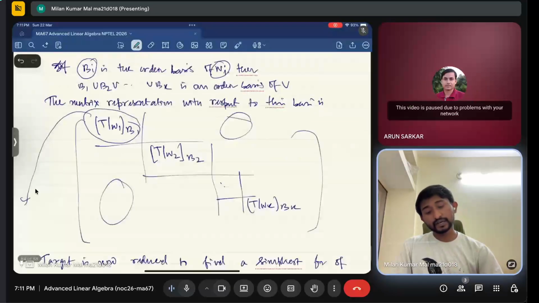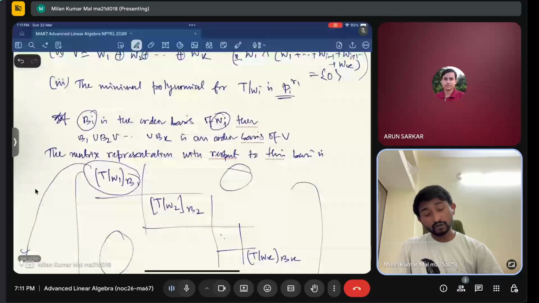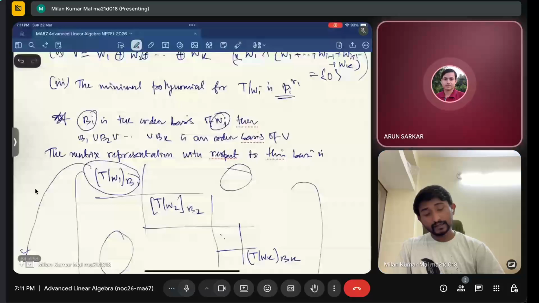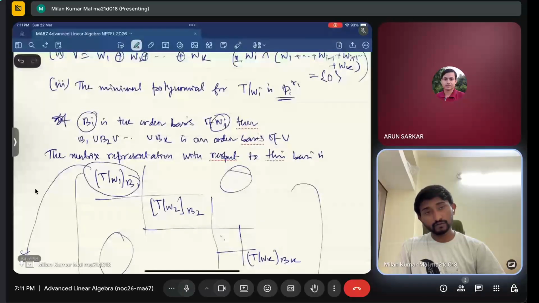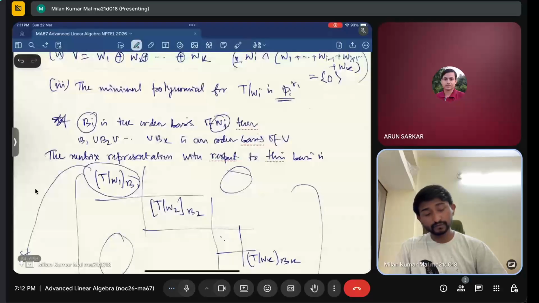Restricted linear transformation is that, suppose we have a linear transformation T from V to V. Let W be a subspace of V. Then we know W is invariant if T(W) is a subset of W. Therefore, we can consider T as an operator, which we denote by T restricted to W, that is an operator from W to W.